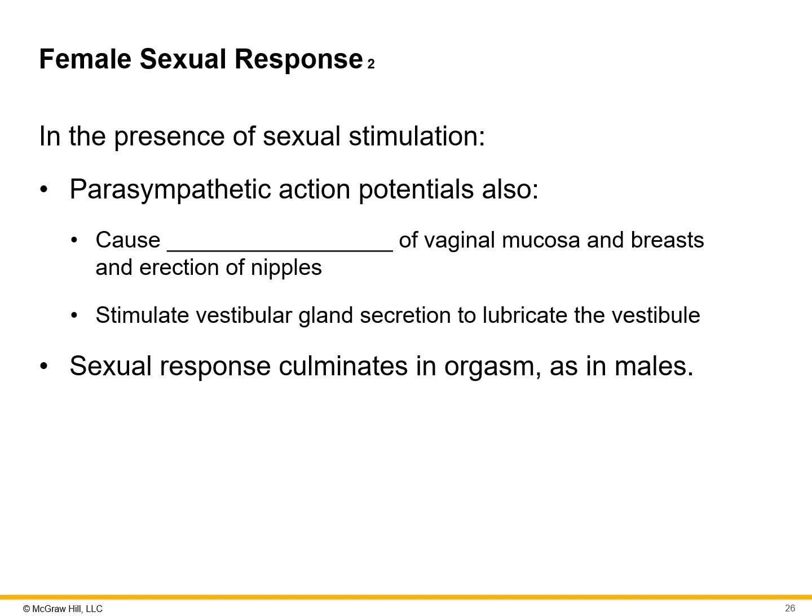The parasympathetic action potentials are also going to stimulate the vestibular gland to release secretions, which are going to lubricate the vestibule. And then, similar to males, the sexual response is going to culminate in orgasm. Orgasm is caused by sympathetic action potentials, so I would write that down, that it is caused by sympathetic action potentials, not parasympathetic, which just gets everything ready for the sexual response.